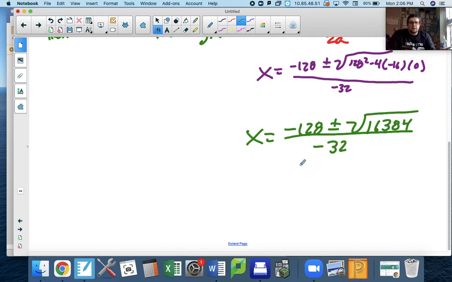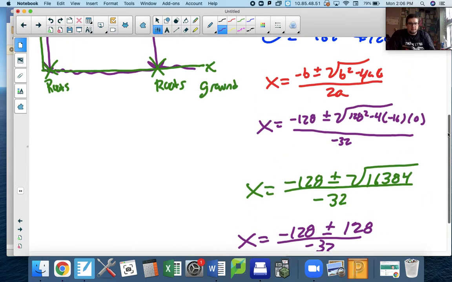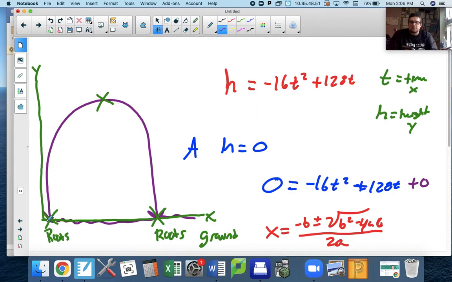This turns out to be perfect. So what I really have is x equals negative 128 plus or minus 128 all over negative 32. So I either get 0 over negative 32 or negative 256 over negative 32. So I get 0 or 8. That makes sense. At 0 seconds into the journey, it's on the ground. 8 seconds later, it's back at the ground.